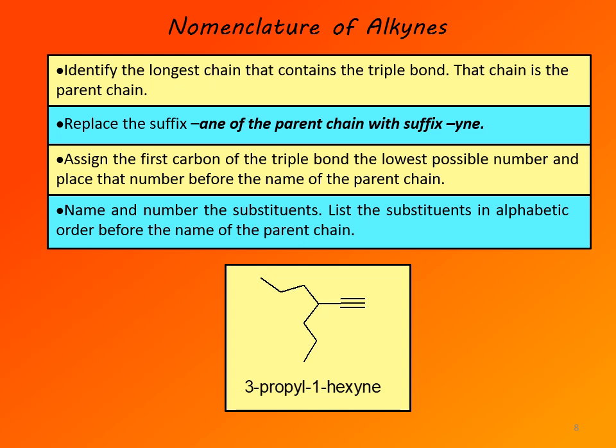So here we have one example. You can see that actually the longest chain has 7 carbons, but the parent chain is not heptane, because this is not an alkane, it's an alkyne. And the longest chain that contains both carbons of the triple bond has 6 carbons. So as an alkane, it would have been named hexane. Now as an alkyne, it's named hexyne. Carbons of the triple bond are carbons 1 and 2. We list only the smaller number, so this is 1-hexyne. And then on carbon 3, there is a propyl substituent, so this is 3-propyl-1-hexyne.